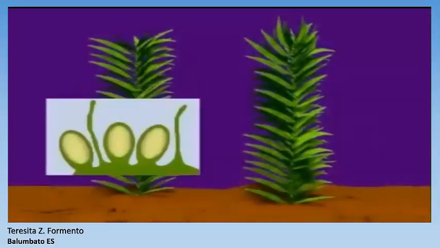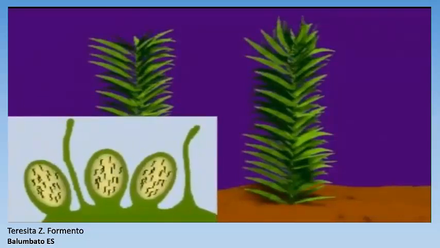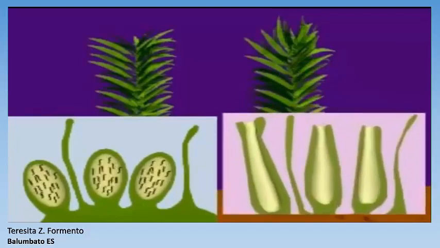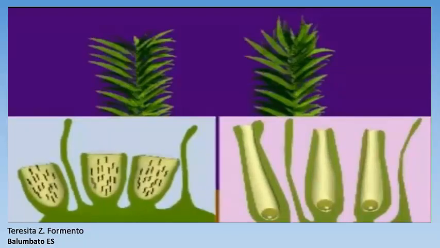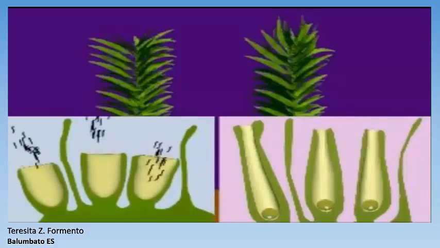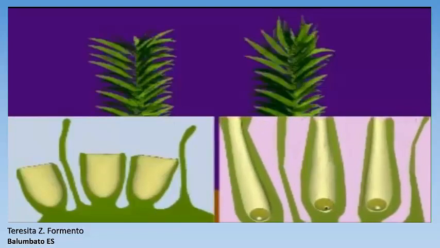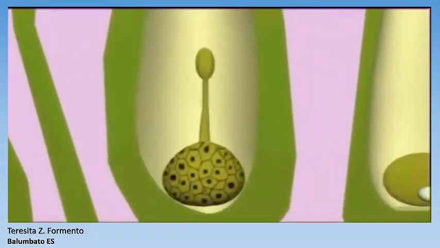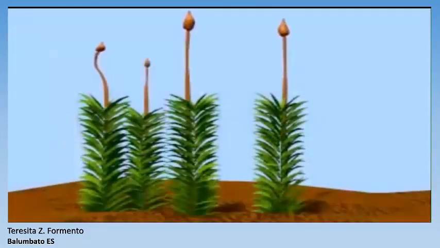The antheridium develops on the male gametophyte. Sperm form within the antheridium. The archegonium develops on the female gametophyte. An egg forms within the archegonium. Sperm are released from the antheridium and swim to the archegonium. Fertilization takes place inside the archegonium and a zygote is formed. The zygote divides by mitosis to form a new sporophyte in the form of a stalk and capsule.